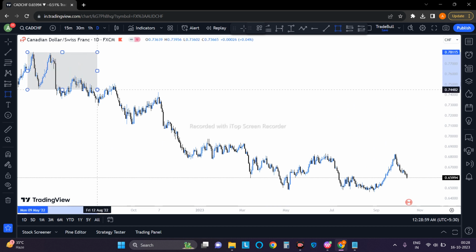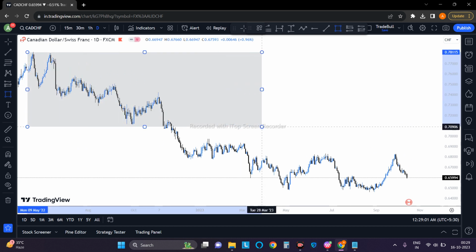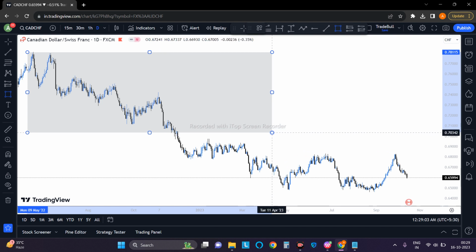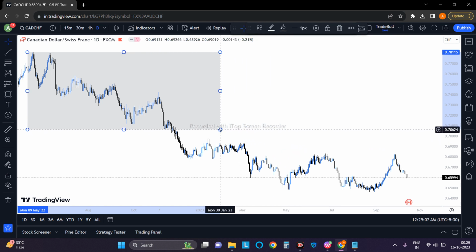If you see this area per se, here the price seems like it is trading in a downward direction, which is valid because here you can see a high, then a slightly lower high, then a low, lower low, then a lower high, lower low, lower high, and so on. So till here the price seems in a very strong momentum to continue to the downward side.